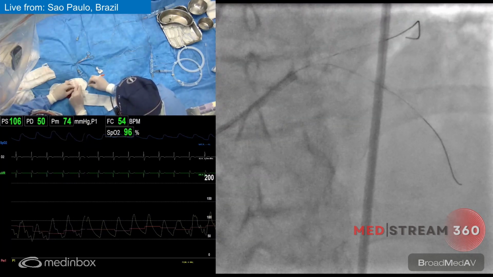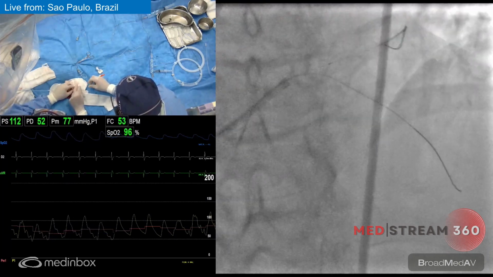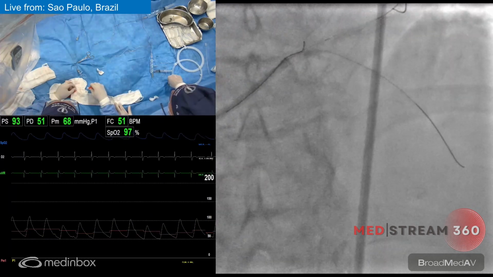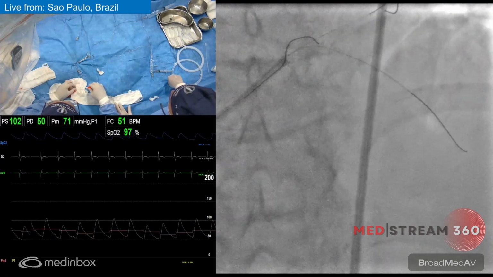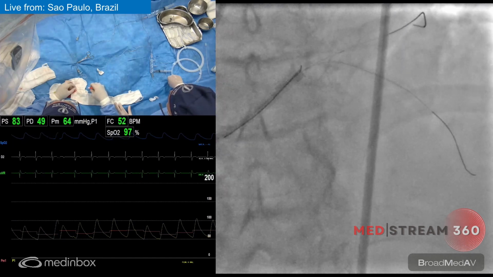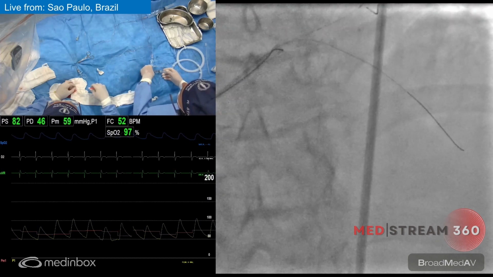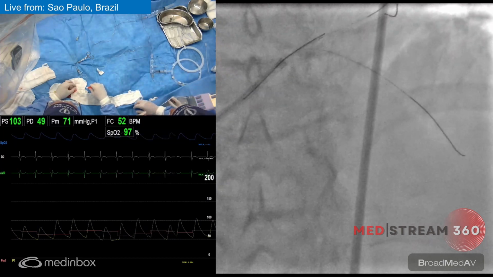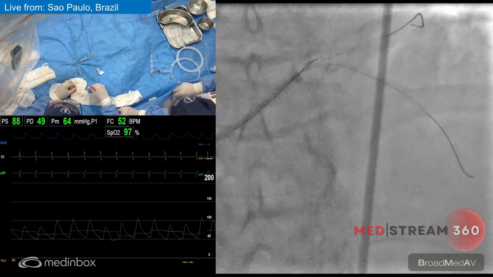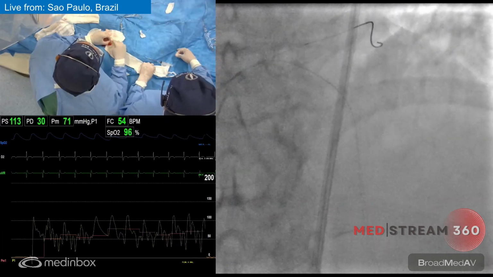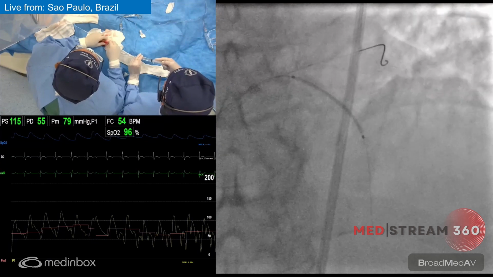So here, Rodolfo, you are advancing here. So you want to choose a workhorse, right? Or you can advance also the PT2, right? Yeah. Get back to that same spot here. So now they're advancing the stent, 3.0 by 29.